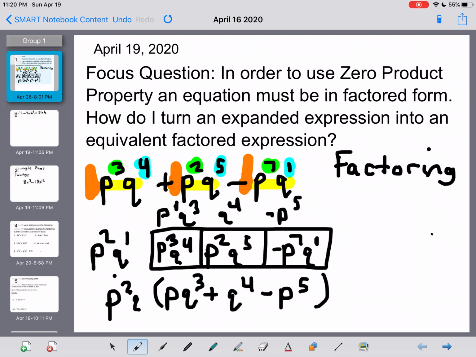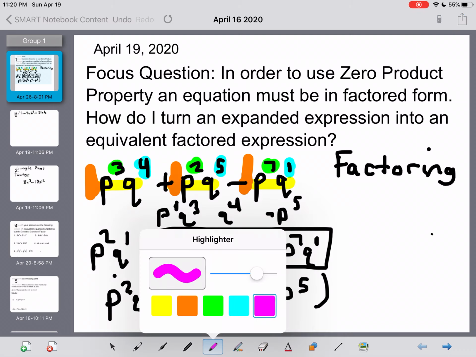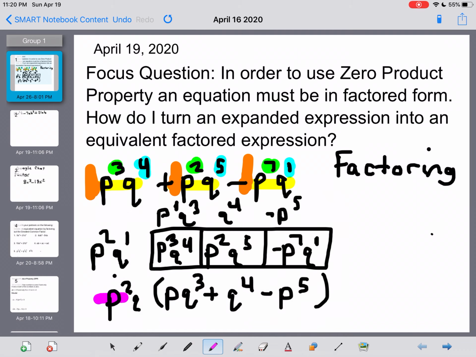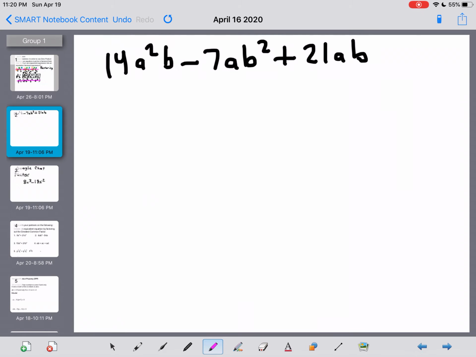Remember, this expression is in factored form, and it is equivalent to this expression here. But remember, in factored form, if we're solving an equation, we can use zero product property. So a lot of times we're going to want to transform an expression from expanded form to factored form. So let's go to another one.